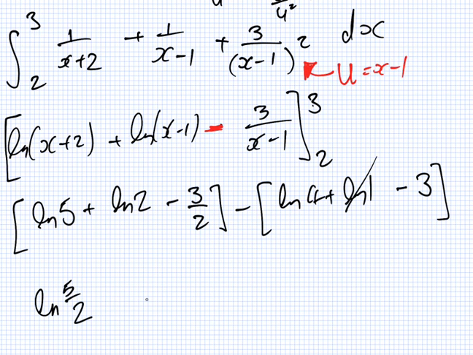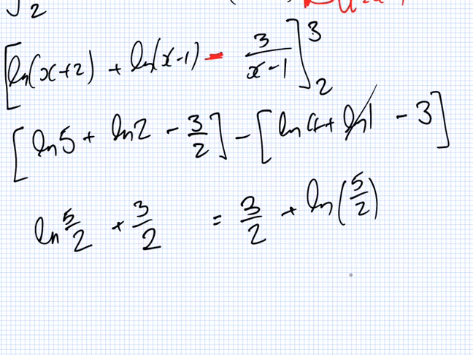So 3 minus 3 over 2 is 3 over 2. So this would be the answer here. Or, if you want, 3 over 2 plus log 5 over 2. Because they tell you in the question to write the answer like this.